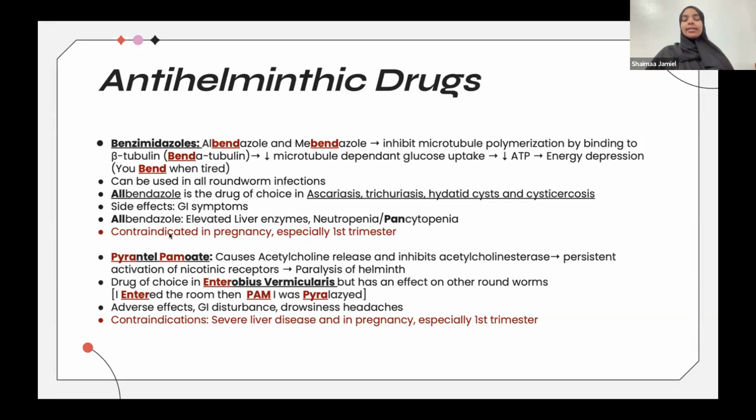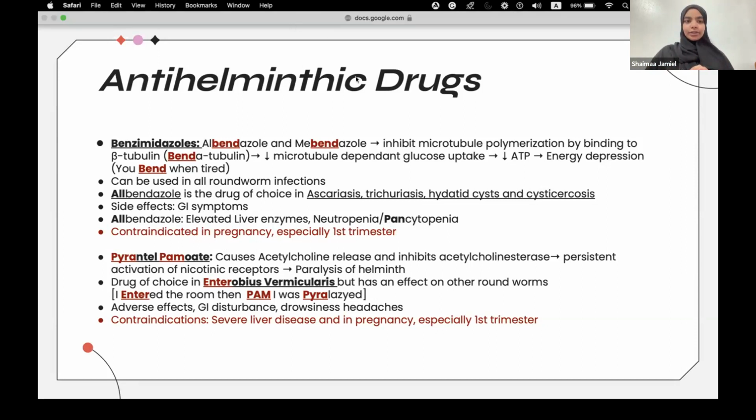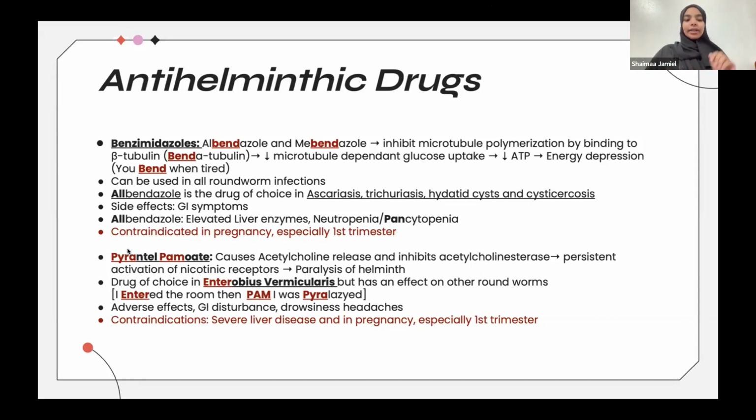And it's contraindicated in pregnancy, especially in the first trimester, okay? And you'll realize that almost all antihelminthic drugs are contraindicated in pregnancy, especially in the first trimester. Then our next drug, which is pyrantel pamoate.